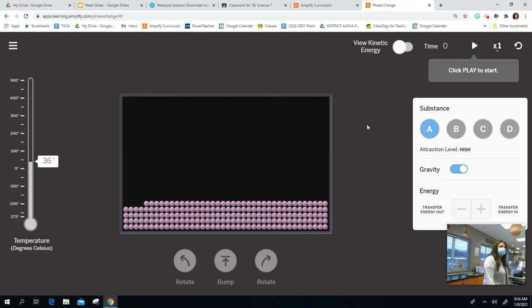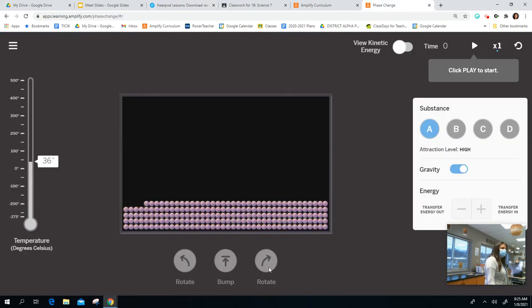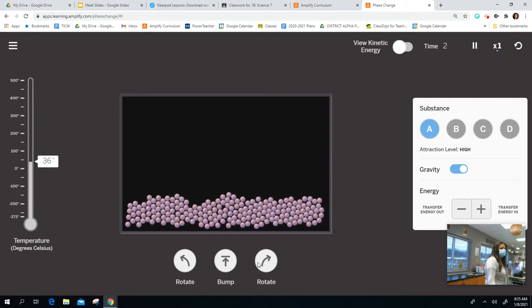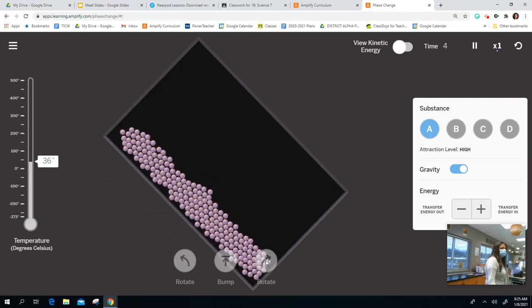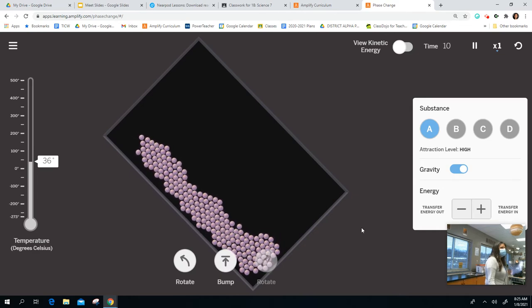And your screen should look similar to my screen. So if we go back to the SimNet or the Nearpod, or you could stay at the sim, the question is, based on what you observe as we tilt the container, what phase does substance A start in? So here is substance A, and if I rotate the container, it won't let me. What phase do we think this is?